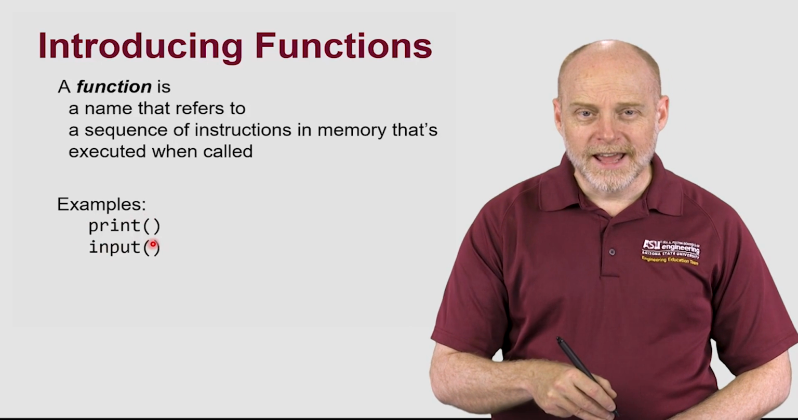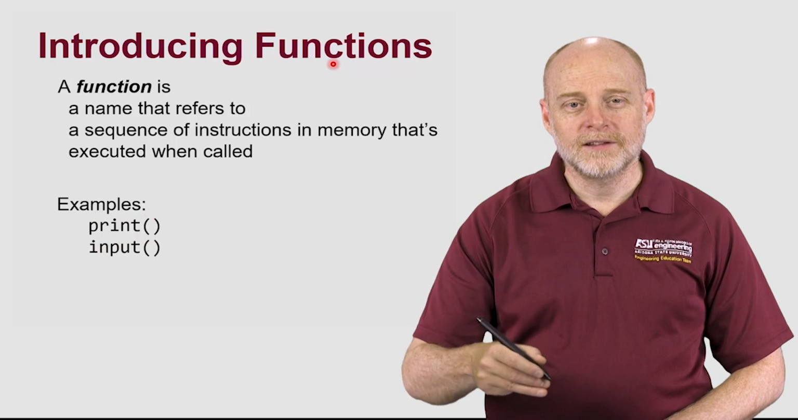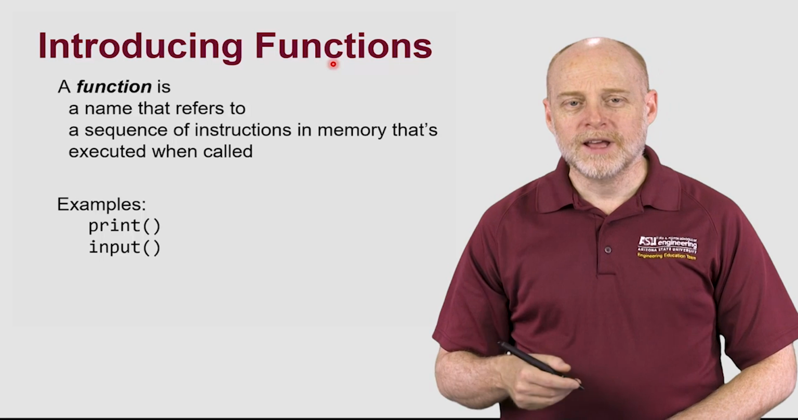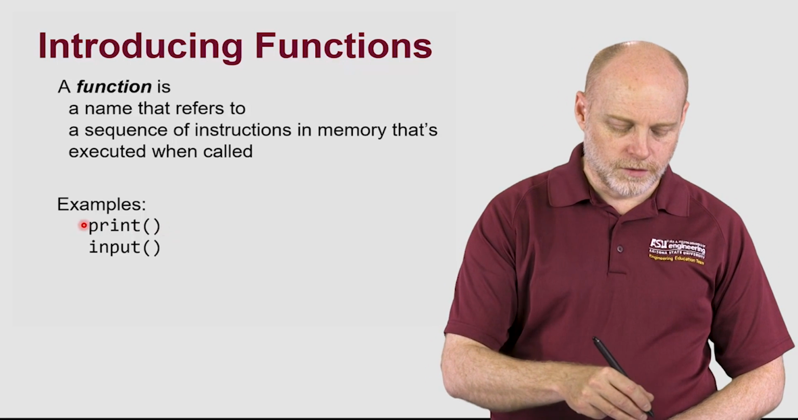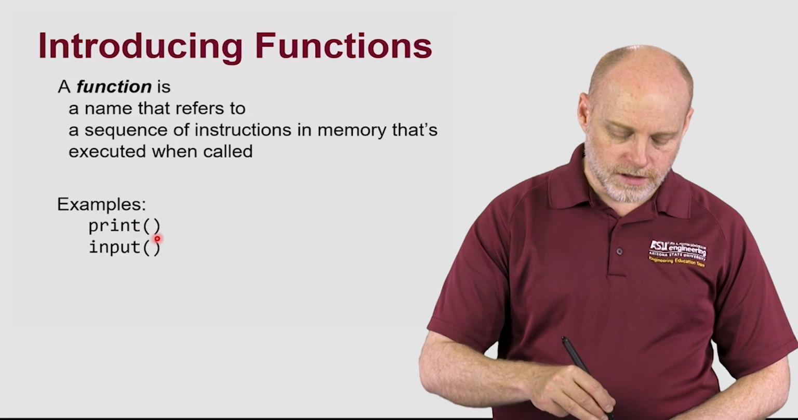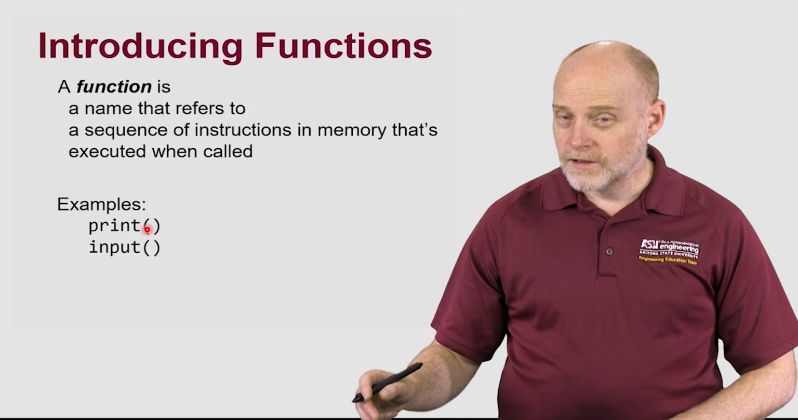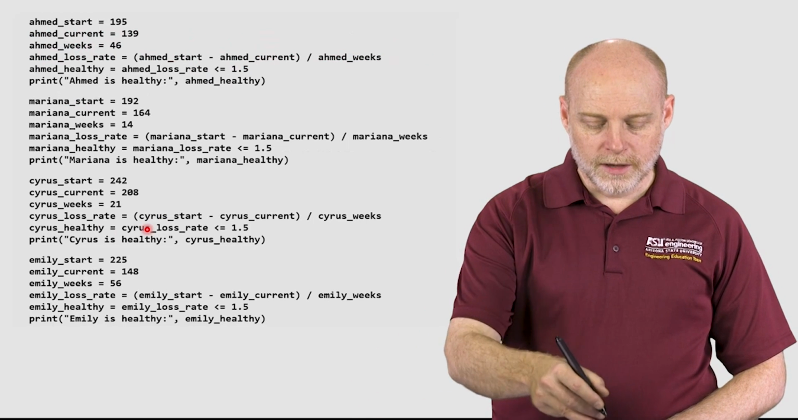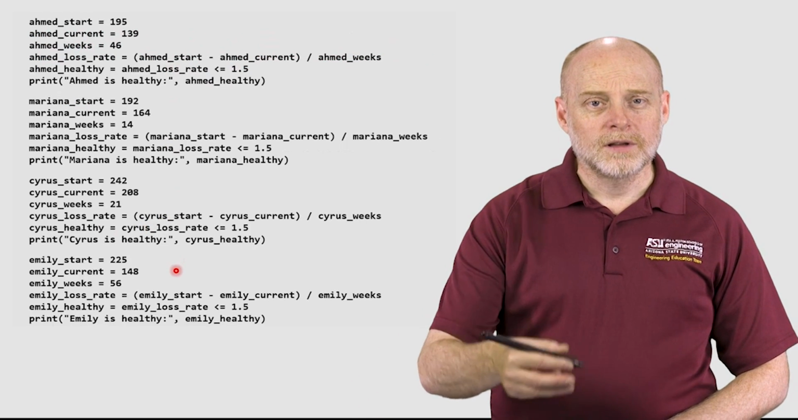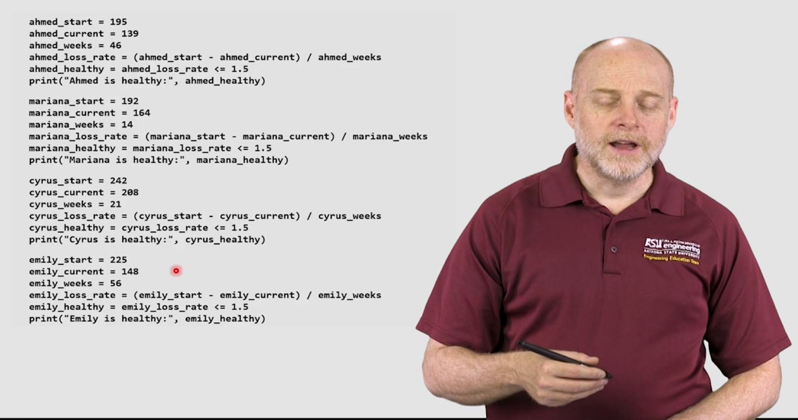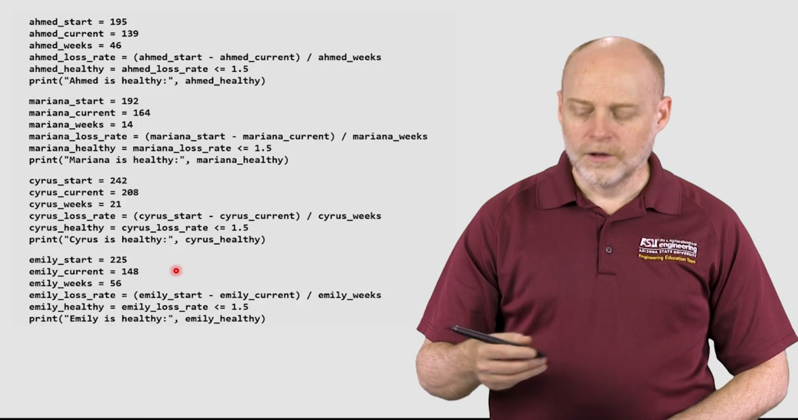And these are just named sequences of instructions that already exist in memory, and we can get the computer to execute that sequence of instructions by using the name of the function followed by a set of parens, which we call the argument list. So how might we apply this to the problem that we're talking about, determining whether or not each of our clients is losing weight at a healthy rate?